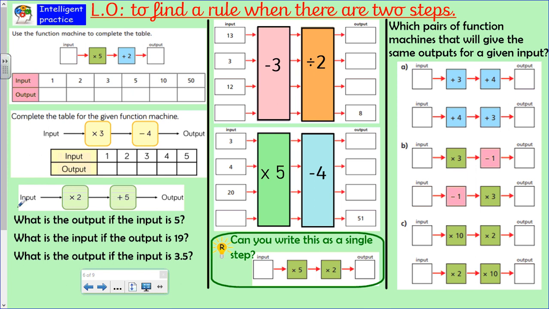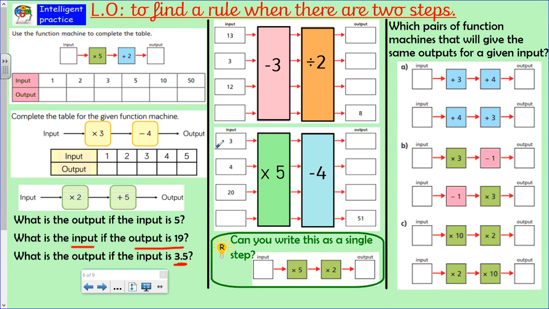Next question, the input is times by 2, add 5. So what is the output if the input is 5? What is the input if the output is 19? So be careful on that one, the other way around. What is the output if the input is 3.5? So a nice bit of decimal number work for you there.